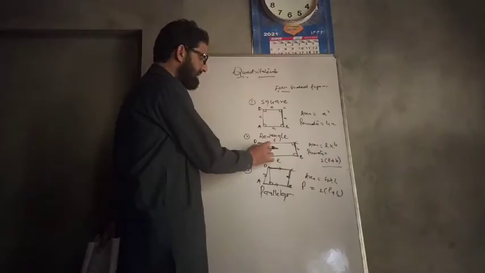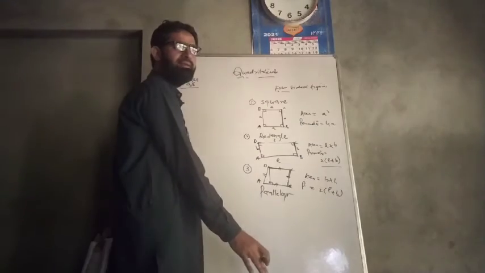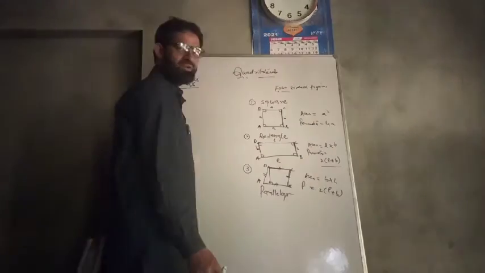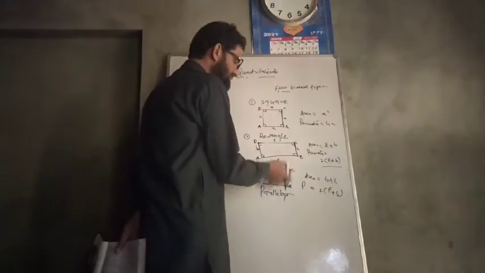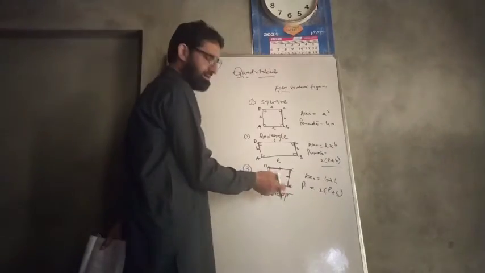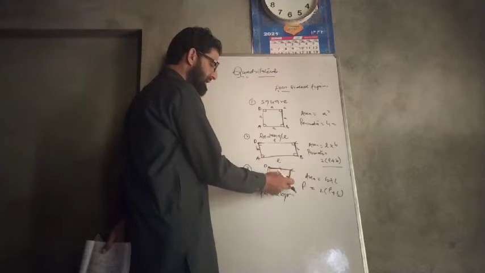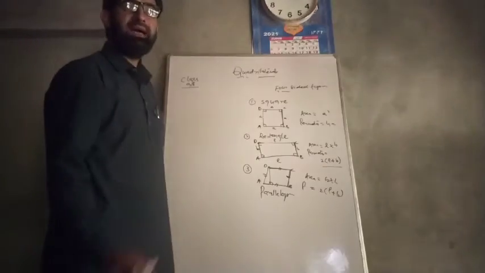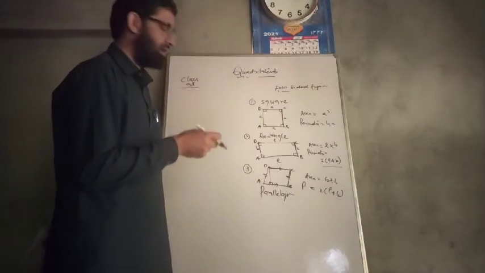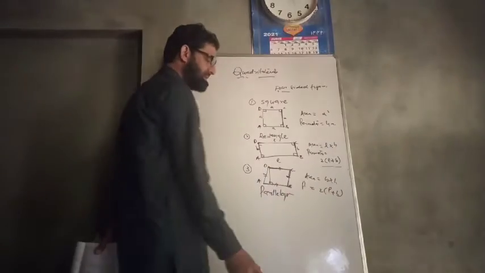A rectangle is a quadrilateral in which opposite sides are equal, all angles are equal at 90 degrees, and its diagonals are also equal. Similarly, in a parallelogram, the opposite sides are equal and parallel. AB is equal to DC and AB is parallel to DC. BC is equal to AD and BC is parallel to AD. Opposite sides are equal and parallel. This is a parallelogram, and its area is given by base into height and perimeter, obviously, 2 into L plus B.